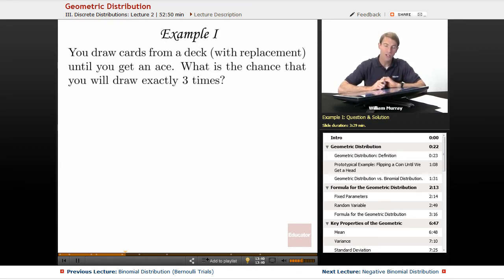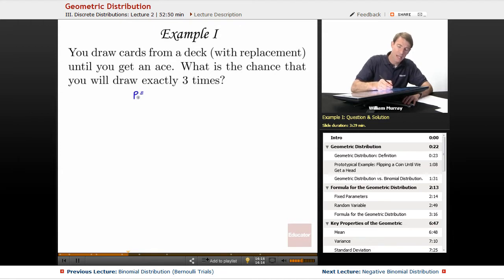So we're going to draw until we get an ace. We're being asked, what is the chance that we will draw exactly 3 times here? So let's think about that. This is the geometric distribution because we're doing a sequence of independent trials. We're drawing a card, putting it back, drawing another card, or possibly the same card, putting it back, drawing again, putting the card back. And we want to keep doing this until we get an ace, and then we stop. So we want to find out how many times we're going to draw until we get that first ace.